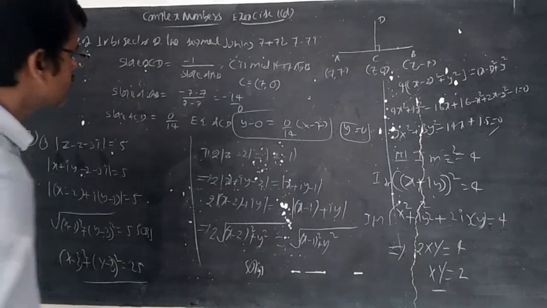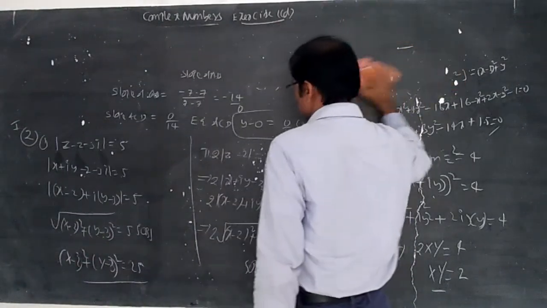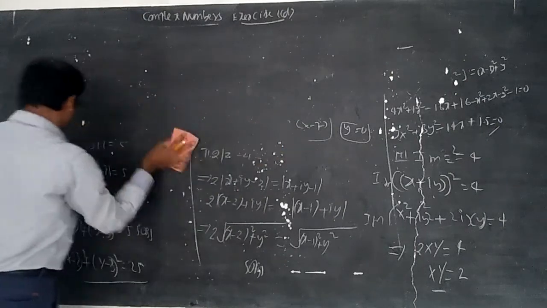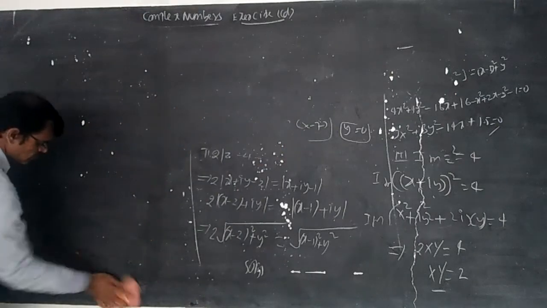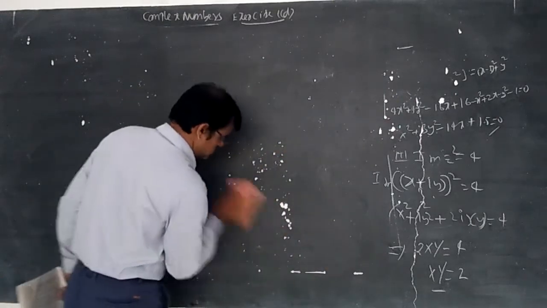This is the other form: xy is equal to c square or x square minus y square equal to a square represents a rectangular hyperbola. So xy is equal to 2 represents a rectangular hyperbola.